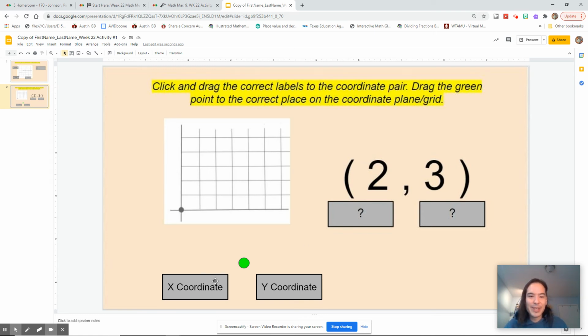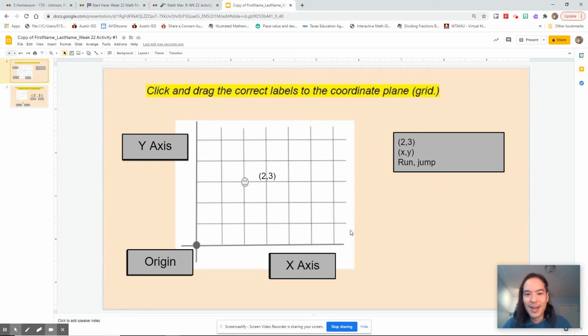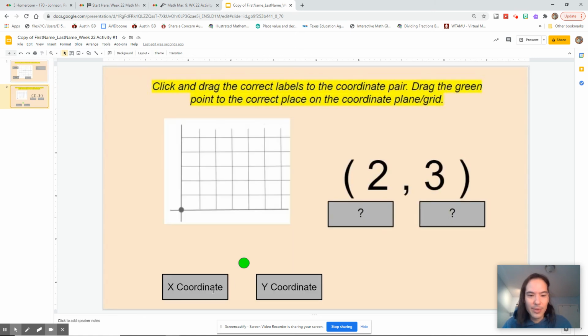So here's what we need to do. We need to label which part is our x coordinate. We need to label which part is our y coordinate. And then we need to place the dot on the point 2, 3. So since I just did that on this one, why don't you go ahead and give it your best shot? Here is the information for the first part. So which number represents your x? Which number represents your y? And then remember, you run the x number, you jump the y number. So you're going to run 2, jump 3, and then put the dot on 2, 3.